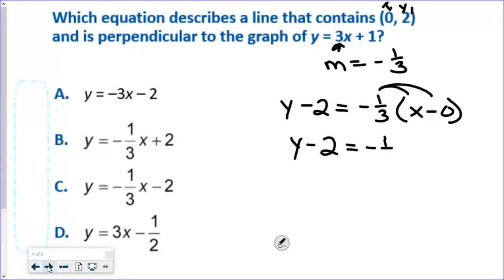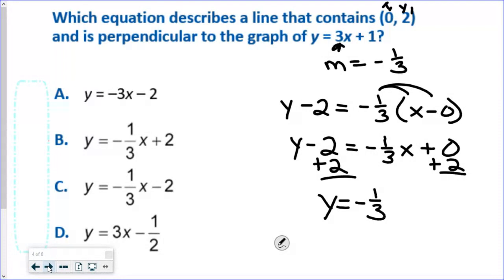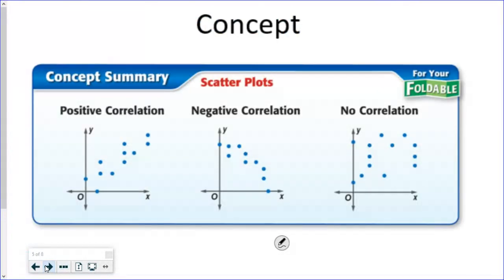Okay, -1/3 x, and 0 times anything is 0. And then we're going to just add 2 to both sides. And we get y equals -1/3 x plus 2. And that is B. And again, you get down to a 50-50 because is it parallel or perpendicular?